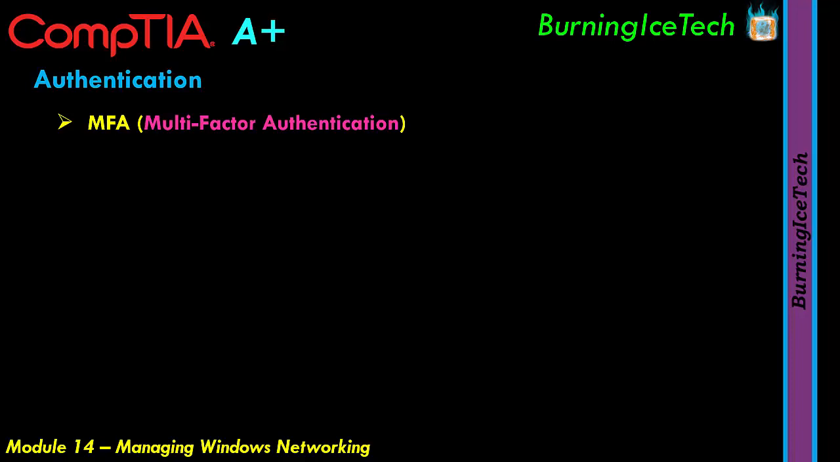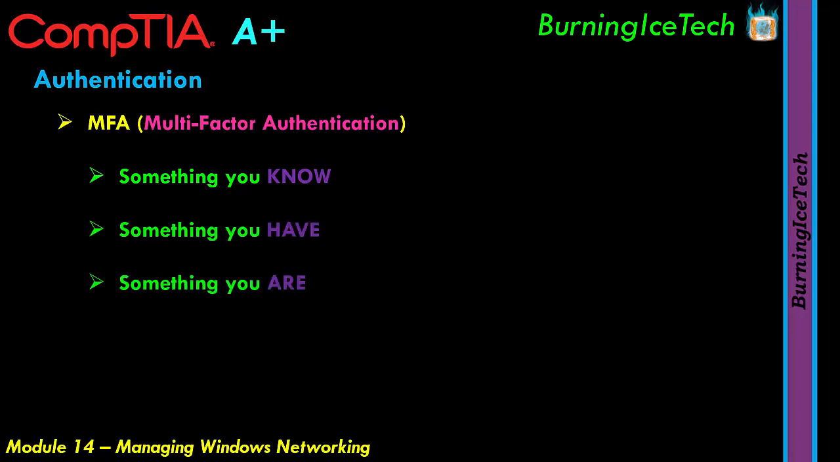The first category is something you know. The second is something you have. And the third is something you are. Something you know would be something like a password, a PIN, a phrase. I think you get the idea. Something you have is something you've got physically on your person. This can be something like a bank card, smart card, thumb drive.